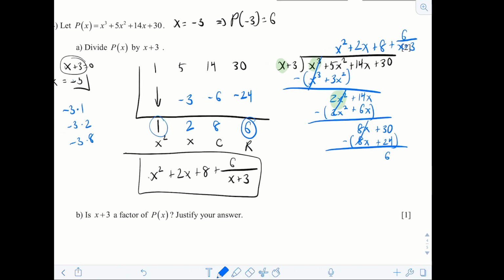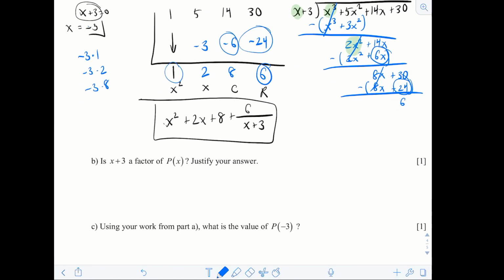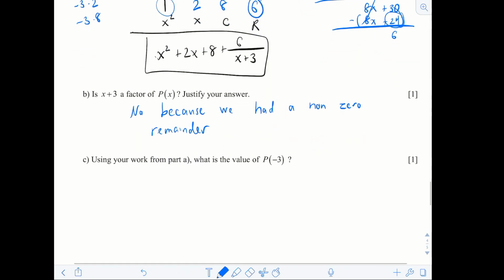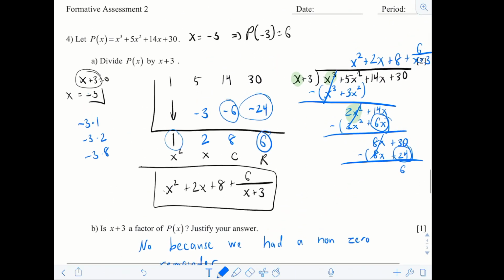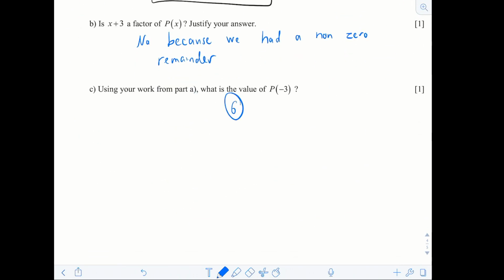Some of you might have noticed that a lot of these values, like the negative 24 and the 24 right there, and the negative 6 and the negative 6, all correspond. So really you're doing long division in synthetic, or synthetic in long division. Is x plus 3 a factor? No, because we had a non-zero remainder. Using your work from part A, what is the value of p of negative 3? That's what I was talking about before. That's going to be 6.